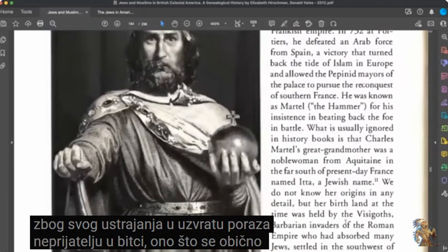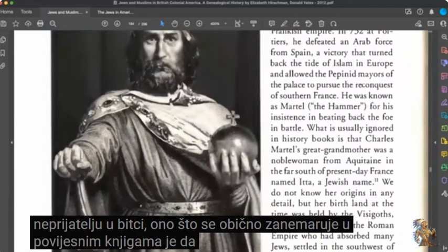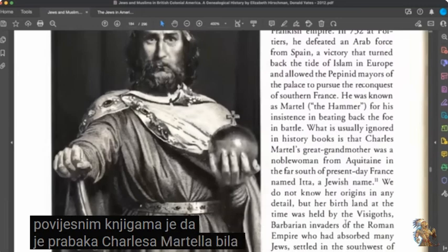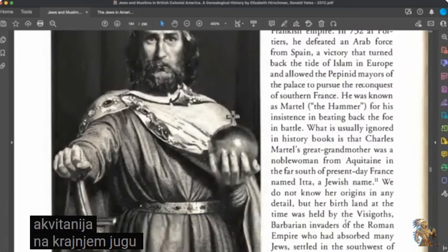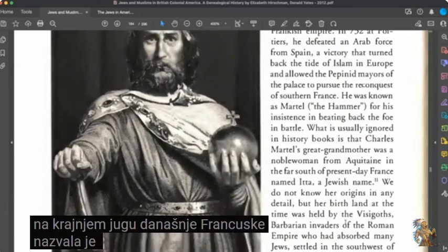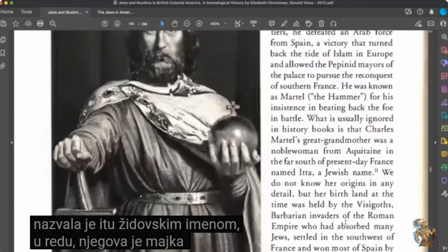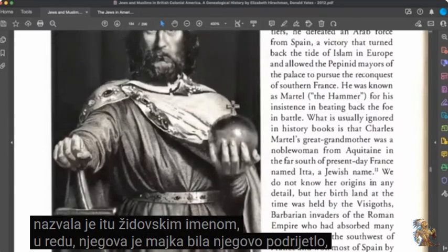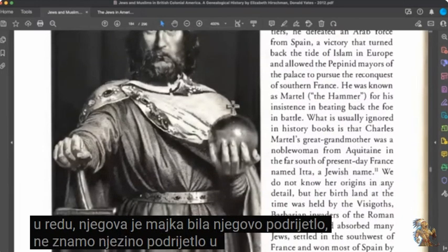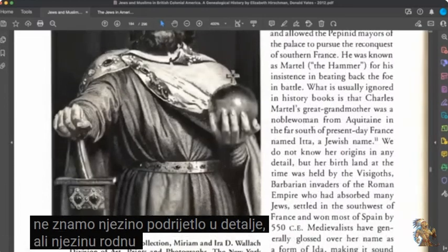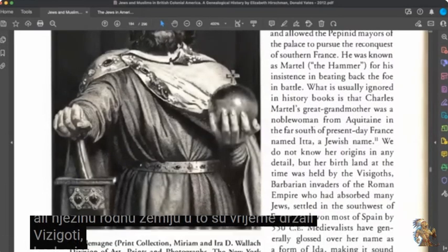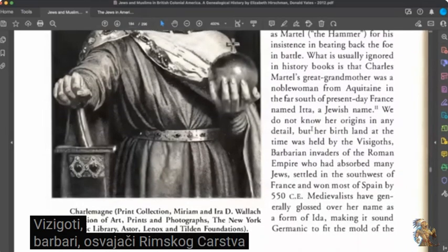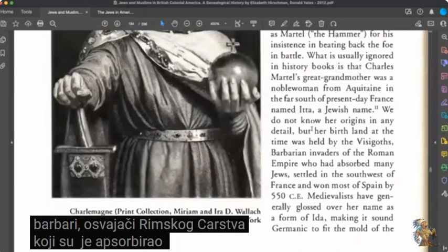What is usually ignored in history books is that Charles Martel's great-grandmother was a noblewoman from Aquitaine, in the far south of present-day France, named Ita, a Jewish name. Okay, his mom was what? His ancestry? We do not know her origins in any detail, but her birthland at the time was held by the Visigoths, barbarian invaders of the Roman Empire, who had absorbed many Jews.